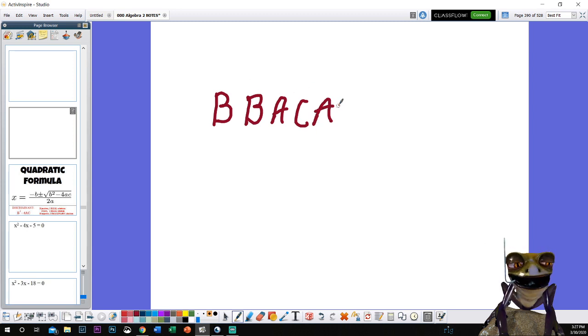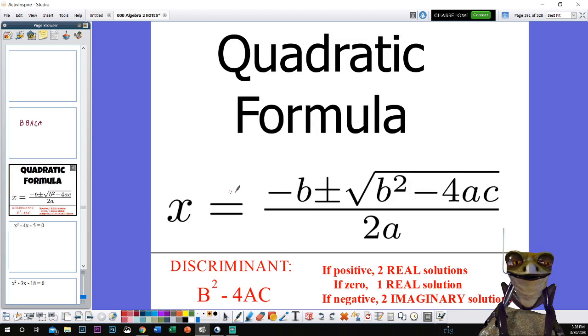Babaka. And Babaka is going to be your best friend for this because quadratic formula is spelled B-B-A-C-A. Babaka. So just remember Chewbacca's younger sister. B-B-A-C-A. Alright, this will make sense to you a little bit later on. But let's look right here.